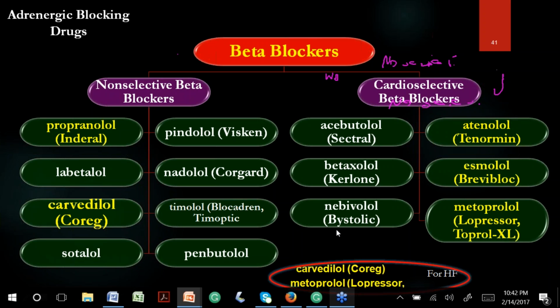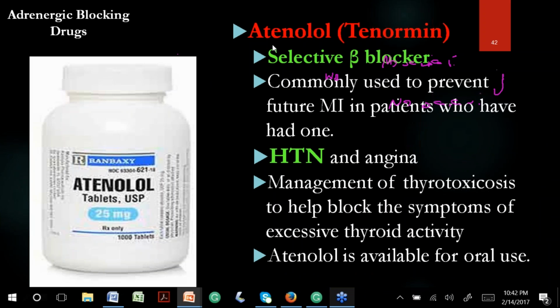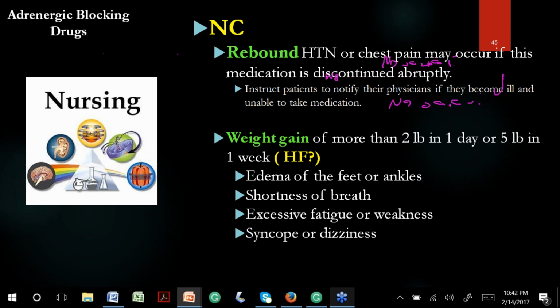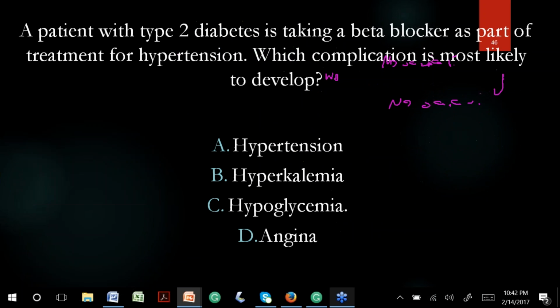All right, so here we have carvedilol and metoprolol, which are mostly used for heart failure. Okay, so one thing, let's see. I just want to finish this lecture, because here we have the question that we were talking about.